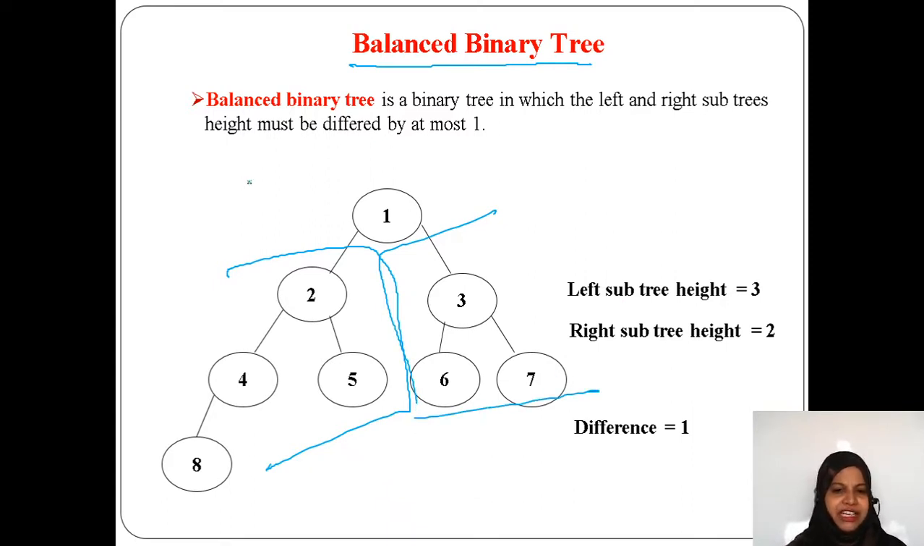What is the height of the left subtree? 1, 2, 3. What is the height of the right subtree? 1, 2. So check the difference. The difference is 1, so it is a balanced tree. We have to check each and every node. It must differ by at most 1. See here for this node 2, heights 1 and 2 are there, and 2 minus 1 is 1. In this case 1 minus 1 is 0. So when the difference is at most 1, then only that particular tree is known as a balanced binary tree.